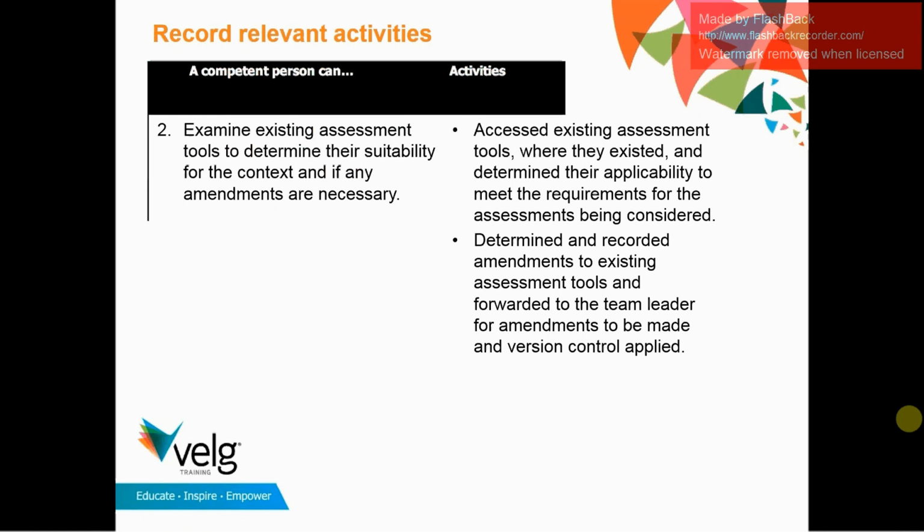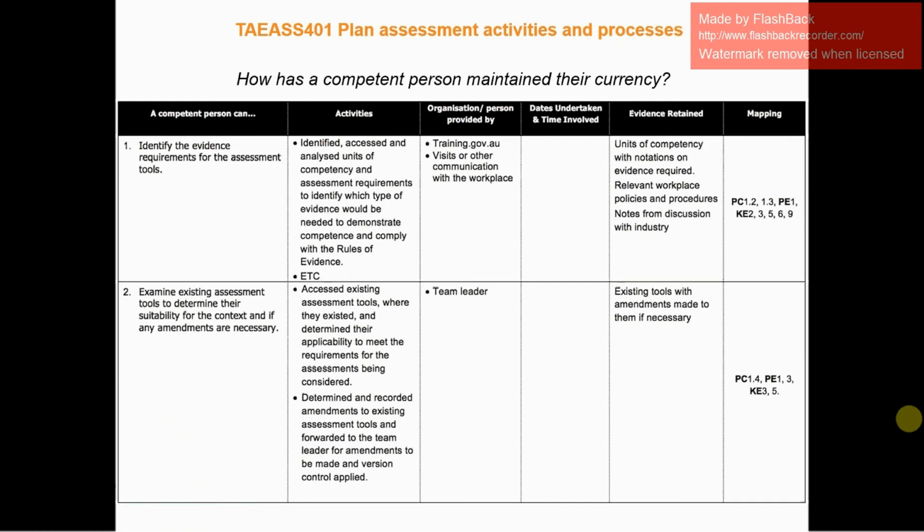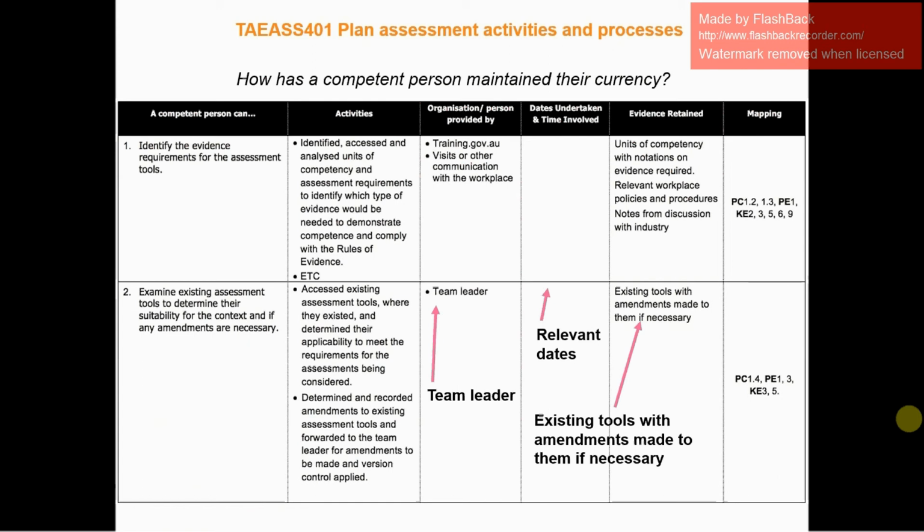And that then ends up as a couple of dot points, which are the activities that I undertake, and those activities then get recorded back into that form that we were looking at before. So again here, where did I get the information? Team leader, they're the relevant dates, they're the tools that I'm going to keep as evidence. So if I've got those existing tools and I've made some scratches and scribbles on there, or I've actually changed them, I will have evidence of those tools having been amended. And at the end, of course, I'll have the PCs and the performance evidence and all the other mapping that I need.